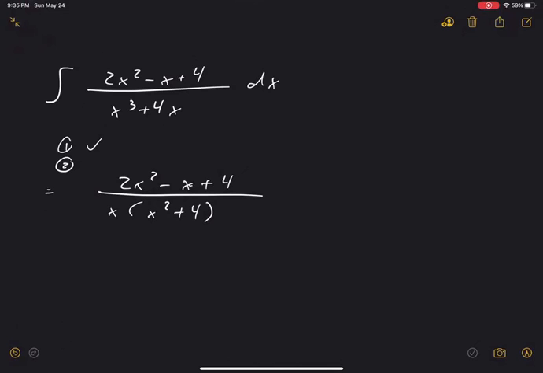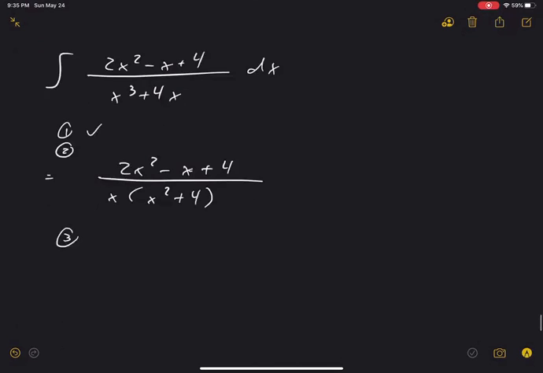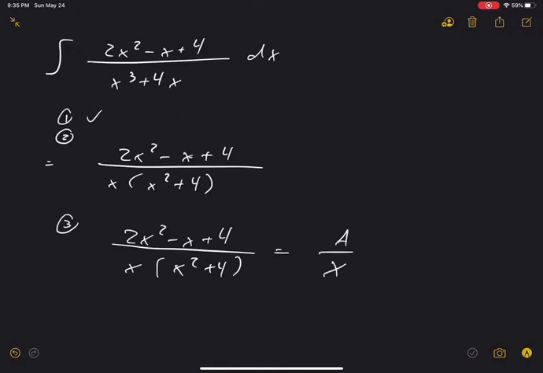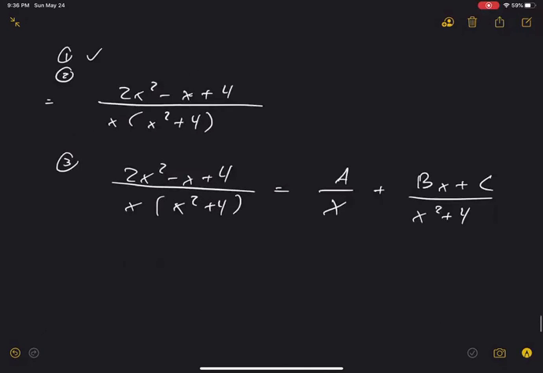3. Let's split up by denominator. Okay, this is case 3. Just rewriting, and then splitting up by denominator, we have A over x. That doesn't change. And then, as I stated just a moment ago, we would have Bx plus C over x squared plus 4, right?